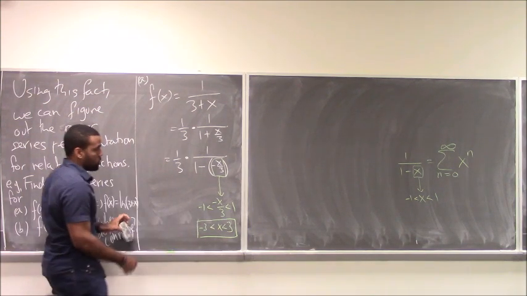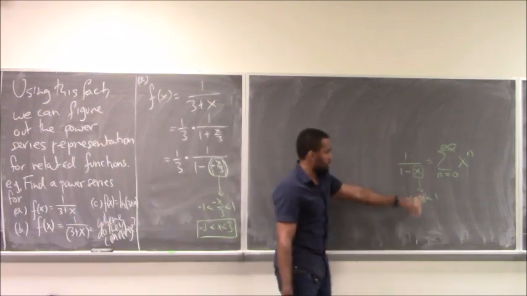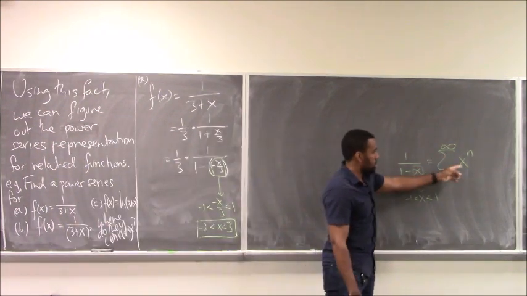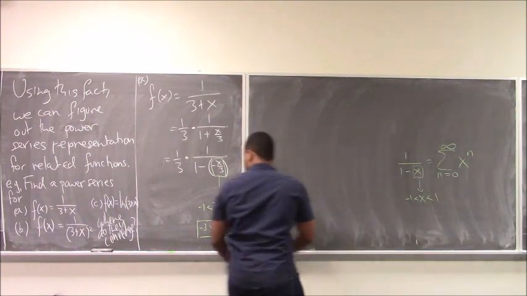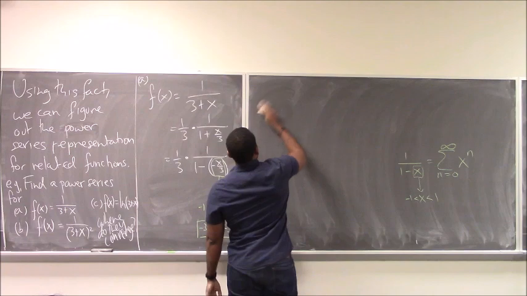Now, once I do that, this is 1 over 1 minus a variable. It is equal to the series of that variable to the nth power. So all I'm going to write this as is 1/3.